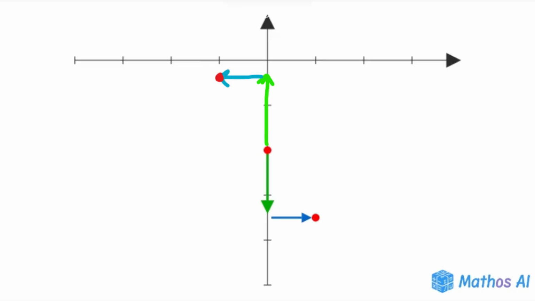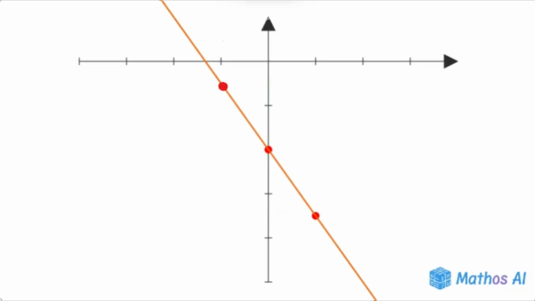To ensure accuracy, we can also go the opposite direction. From the y-intercept, move up 3 units and left 2 units. This also lands on our line. With 2 points, we can draw our line, connect them, and there it is, the visual representation of our equation.